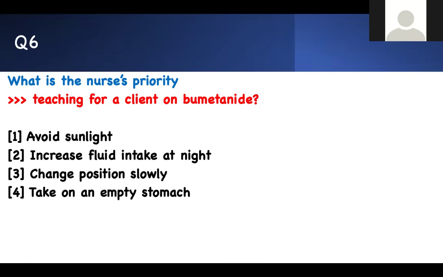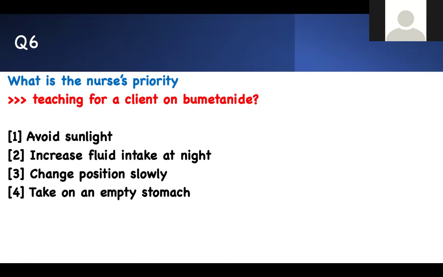Avoid sunlight. Photosensitivity is not the priority. The priority is what? Sulfa drug causing Stevens-Johnson syndrome. Second, hypokalemia. Increase fluid intake at night. You're going to pee. You're going to urinate all night. If you drink, you're not going to be sleeping.